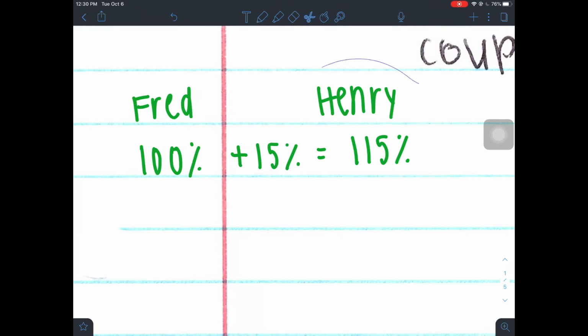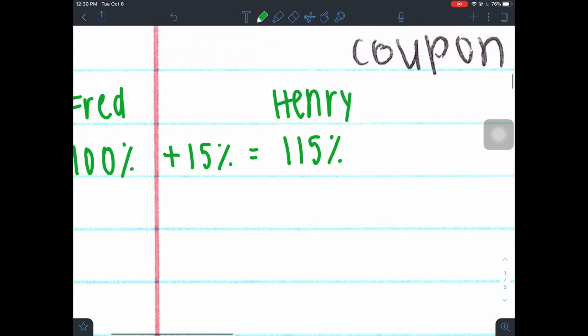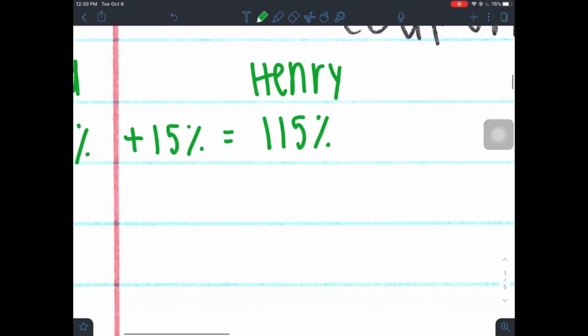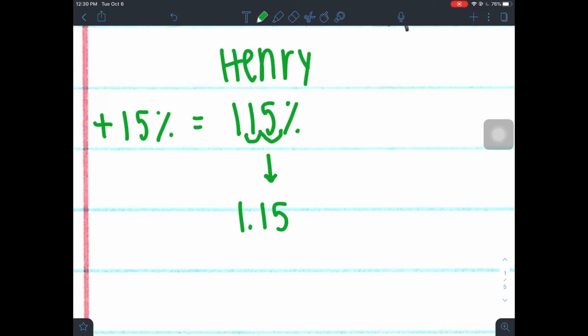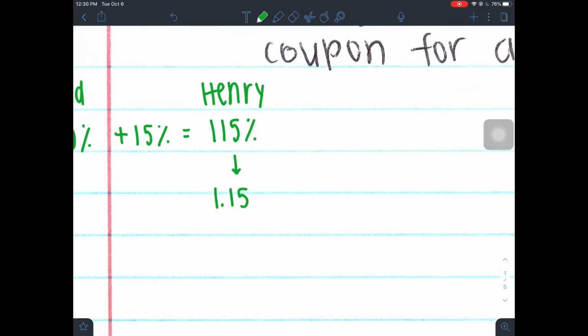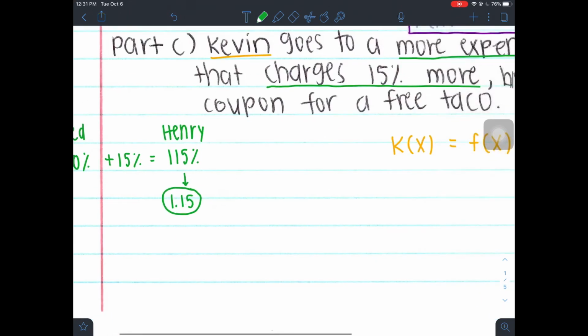So Henry's going to a taco shop where he's paying 115% of the price. So he's paying 100% of it plus 15% more of it. Now, we want to write this as a decimal. And so to write 115% as a decimal would be 1.15. I kind of gave the answer away. So you move the decimal place over 2, and you plop a decimal there. All right, so that's our decimal.